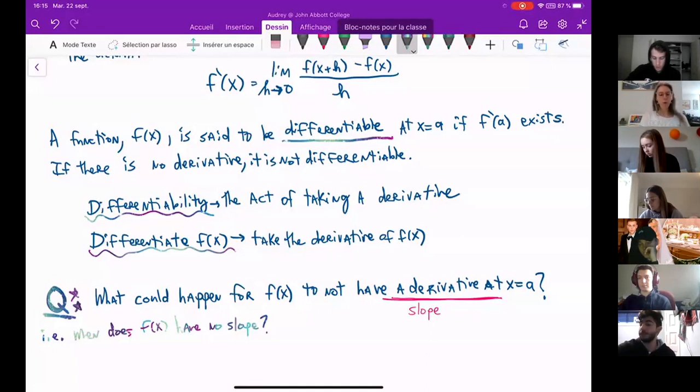Okay, so what could happen? When does f of x have no slope? I want you guys to think about this. What could happen for there to just not be a slope?